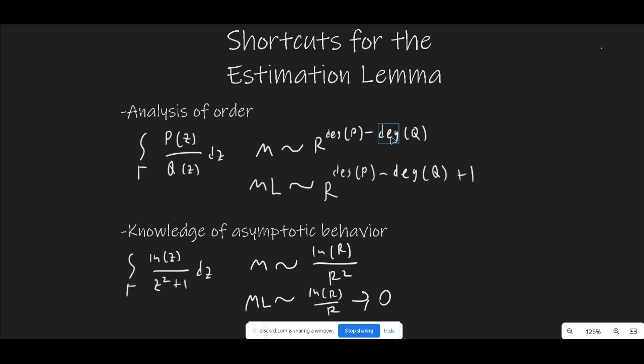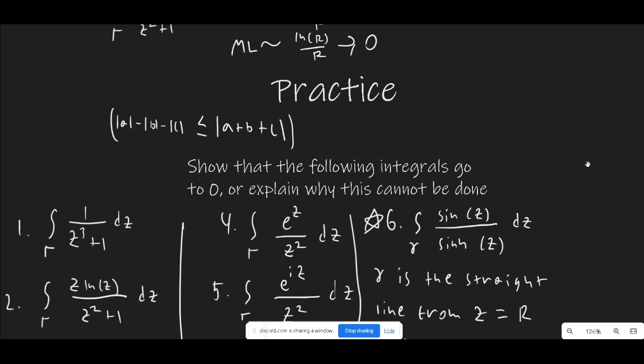And you can also analyze asymptotic behavior for other functions, like for example ln z. Really, as r goes to infinity, ln z is going to go to ln r plus some i times some angle, but really that's not significant because r is so great. And then when we multiply by ML in this situation, ln z over z squared plus 1, it's also going to go to 0. So let's go ahead and try some practice problems. Keep in mind that the triangle inequality here can be extended to higher numbers. So for example, modulus of a minus modulus of b minus modulus of c is less than or equal to the modulus of a plus b plus c.